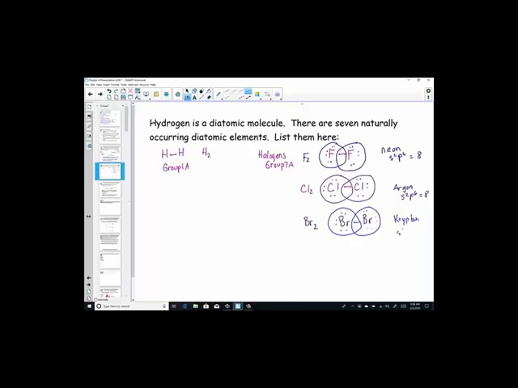And krypton with its s2p6 configuration, giving bromine 8 valence electrons by sharing a pair of electrons. And one more in this group is iodine. Iodine has 7 valence electrons. It lives in group 7A.